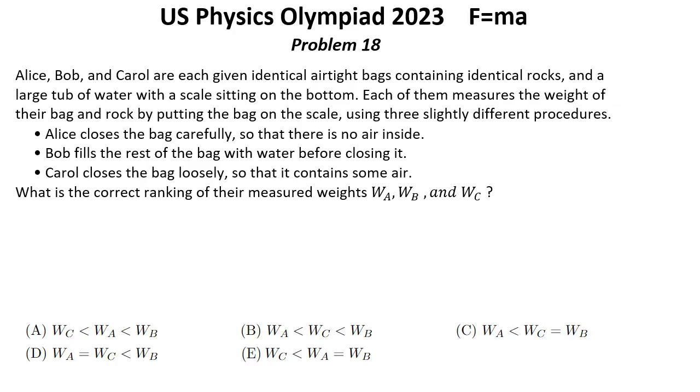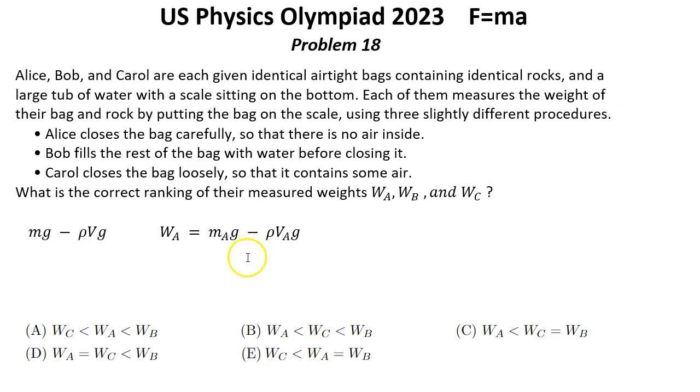Solution for problem number 18. The scale's measurement is the weight of the object not supported by the buoyant force. In other words, the scale measures mg minus rho vg, where m is the mass of the bag with rocks, rho is the density of water, and v is the volume of replaced water. For Alice we have this measurement.